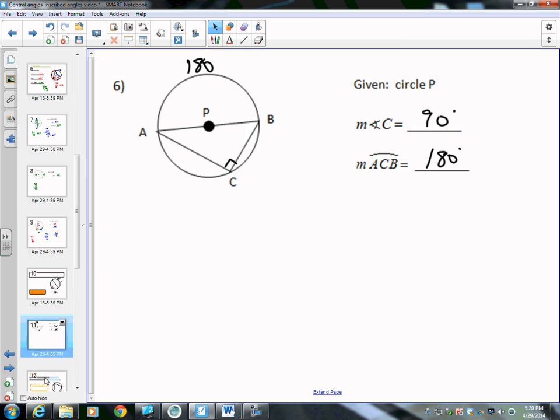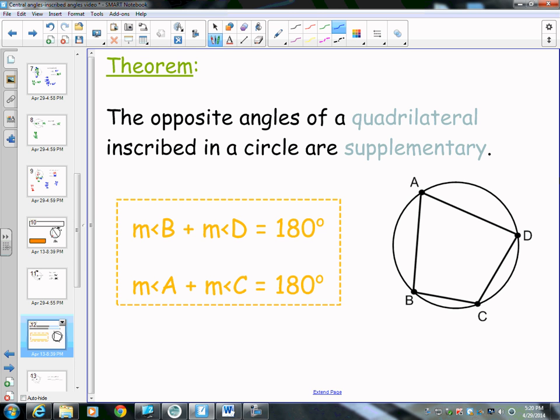Okay. The next theorem, I'm just going to give this to you. It says the opposite angles of a quadrilateral inscribed in a circle are always going to be supplementary. Remember what supplementary means? Supplementary means add together to make 180. This says opposite angles, meaning angle A and angle C add together to make 180 degrees, and that's where this thing comes from. A and C add up to 180. Again, on the other side, B and D, opposite angles, are going to be supplementary.